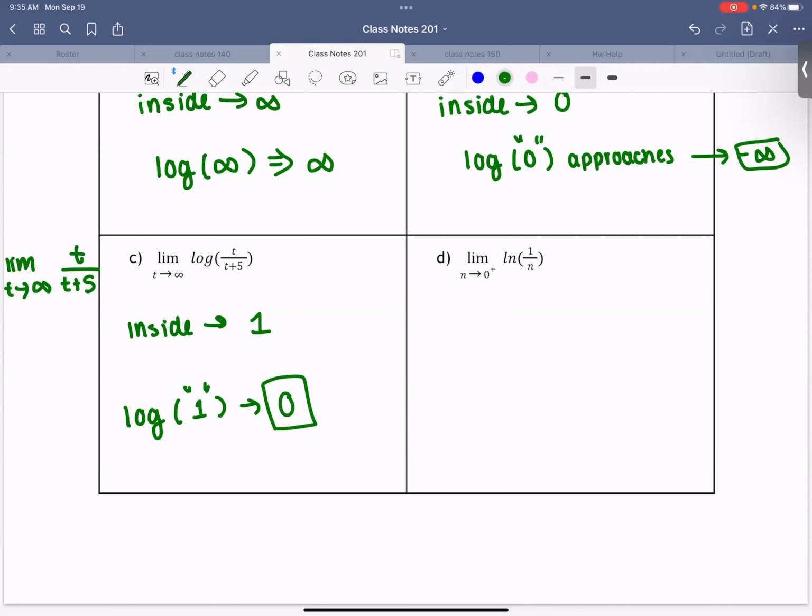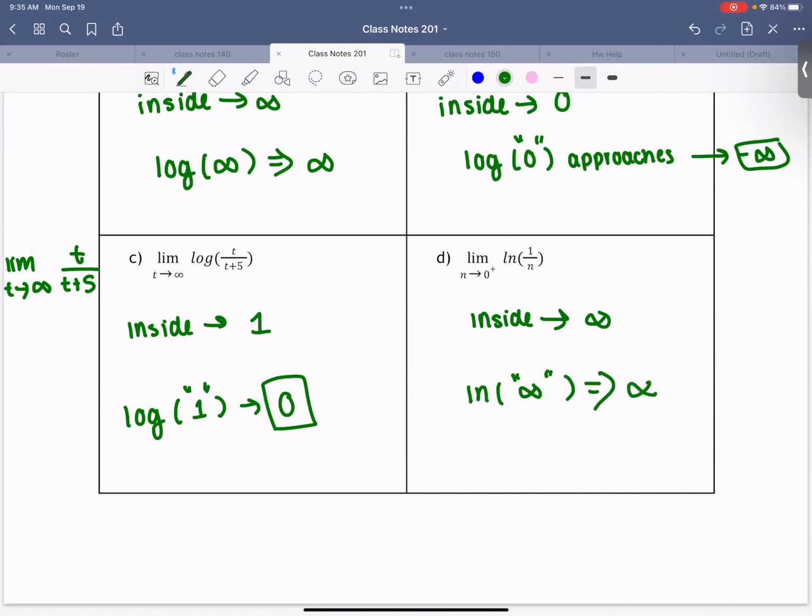Okay, let's do part D. Remember, part D, we want to find what the inside is going to. Essentially, what's the limit as n approaches 0 from the right of 1 over n? What is that limit going to? Infinity, good. So the inside's going to positive infinity. Let's plug it into our ln. What's ln of infinity?